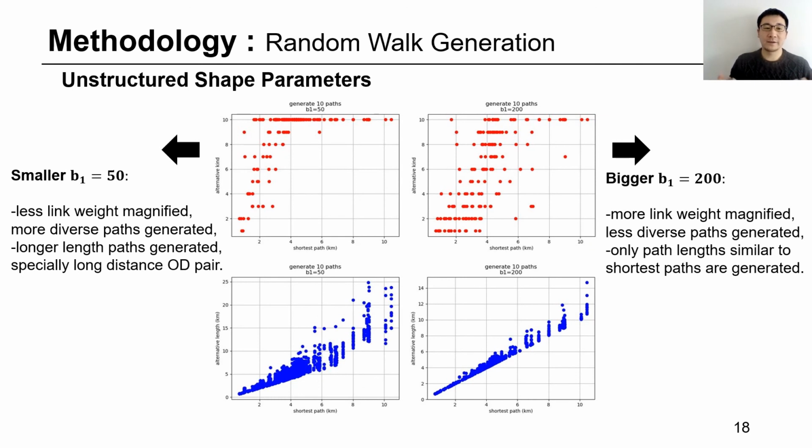I firstly examined the effect of unstructured shape parameters, the fixed B1 value. When using a smaller B1 value, it generates very diverse paths, which was good. But for the longer distance OD pair, it just generated very long distance routes, which was not so realistic. On the other side, when using a bigger B1 value, the paths generated were less diverse. But for any OD pair distance, the route length generated was realistic, similar or a little longer than the shortest distance. So there is a trade-off between using a smaller B1 value or a bigger B1 value.